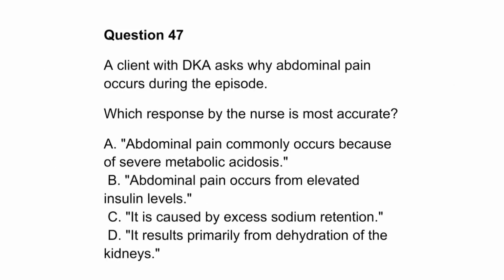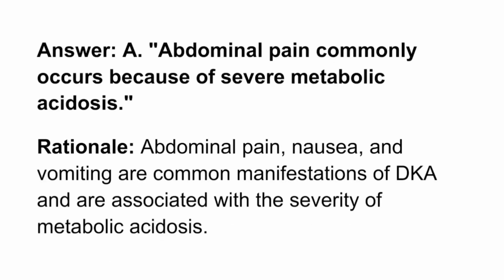Question 47. A client with DKA asks why abdominal pain occurs during the episode. Which response by the nurse is most accurate? A. Abdominal pain commonly occurs because of severe metabolic acidosis. B. Abdominal pain occurs from elevated insulin levels. C. It is caused by excess sodium retention. D. It results primarily from dehydration of the kidneys. Answer: A. Rationale: abdominal pain, nausea, and vomiting are common manifestations of DKA and are associated with the severity of metabolic acidosis.